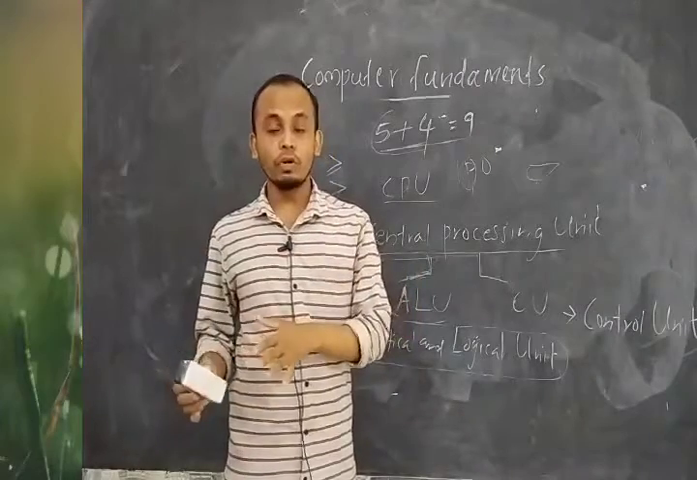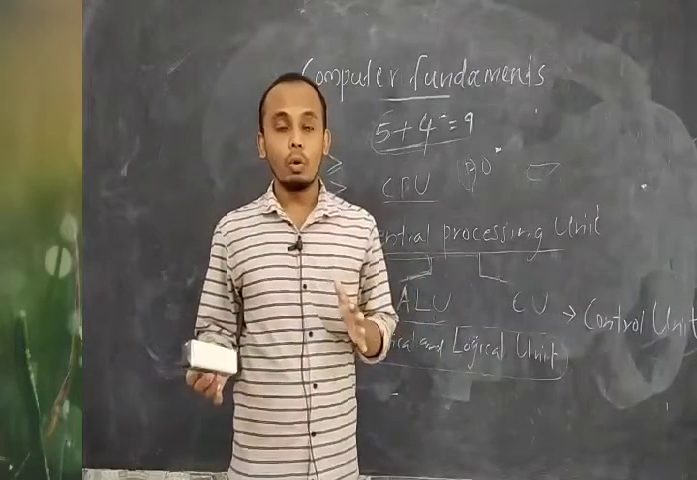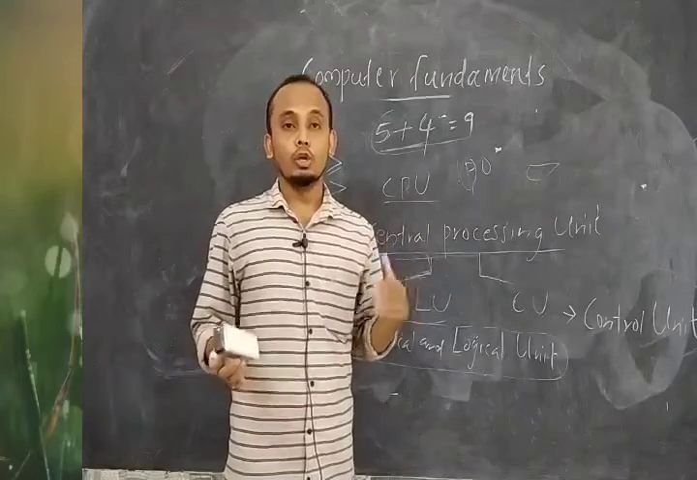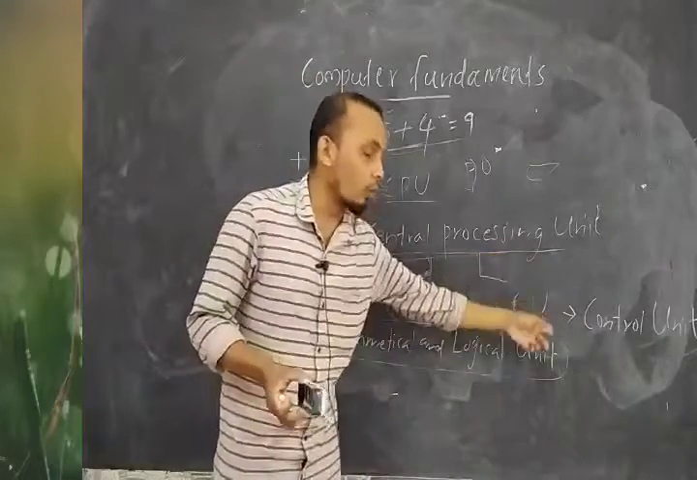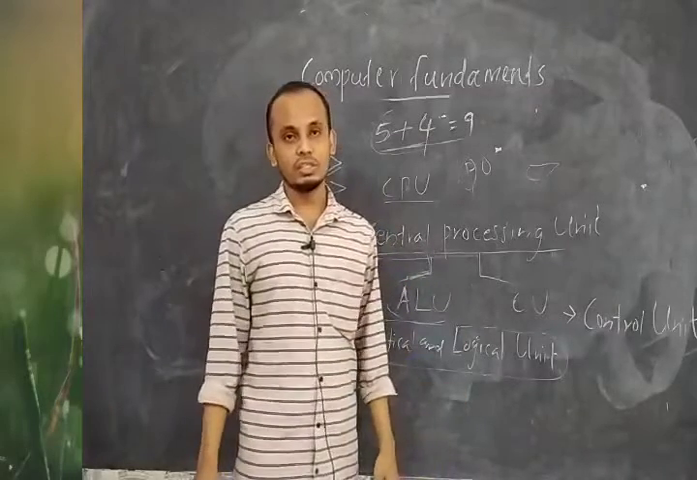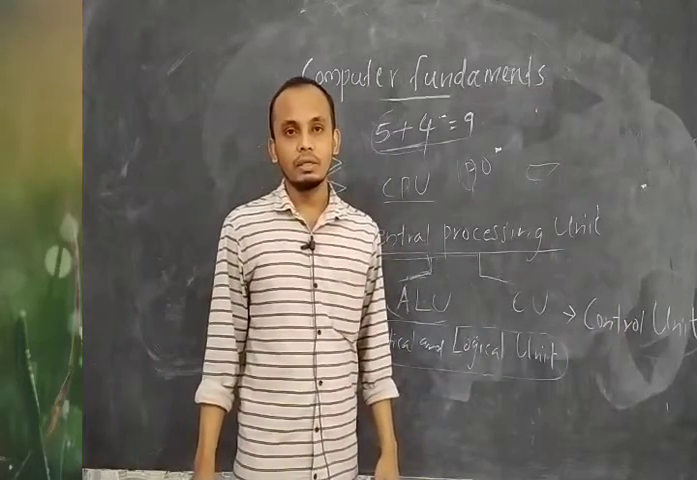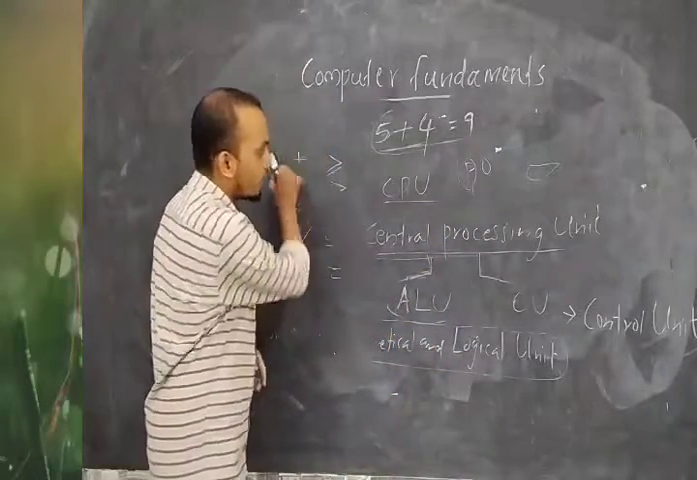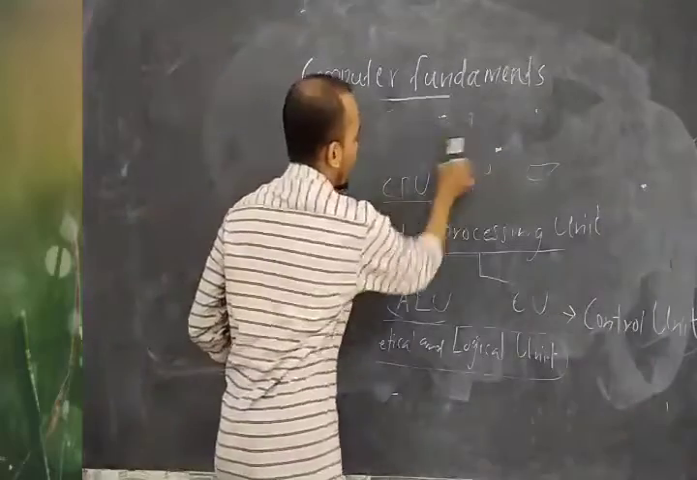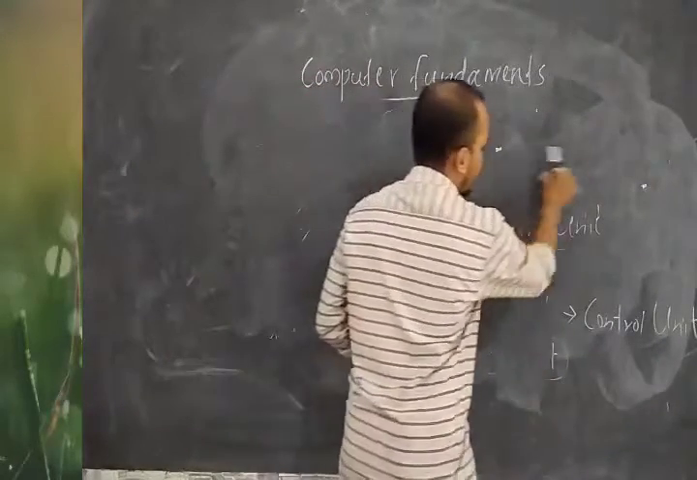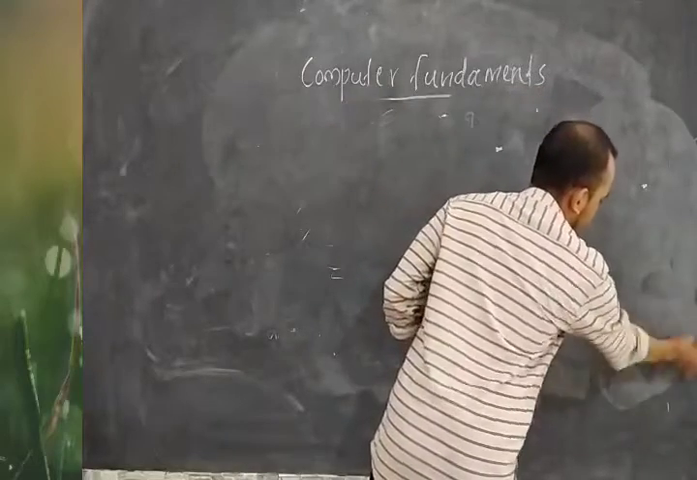ALU is used for arithmetical and logical operations. Then the control unit is used for controlling and guiding all these instructions. Okay, these are the first part of our computer fundamentals. Anyway, today we can wind up this class.